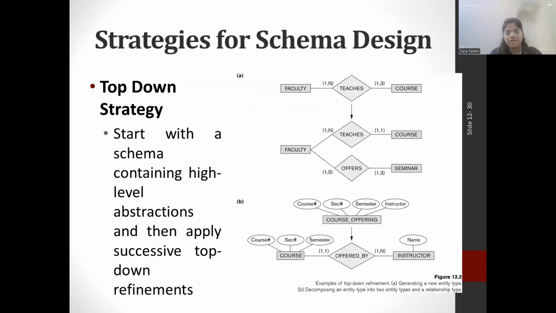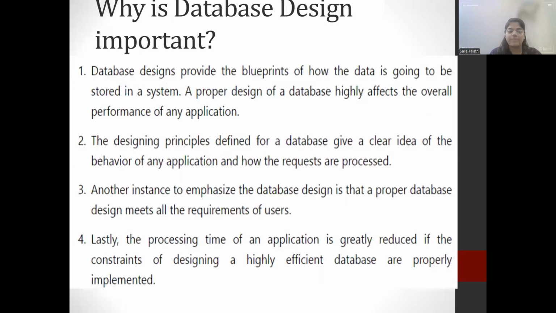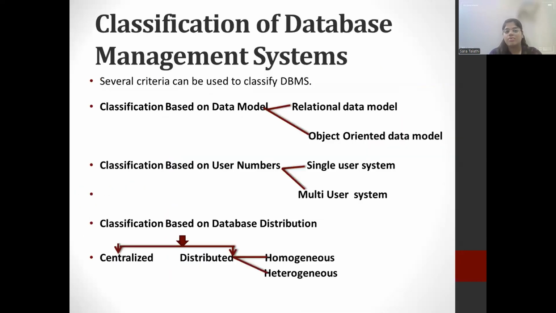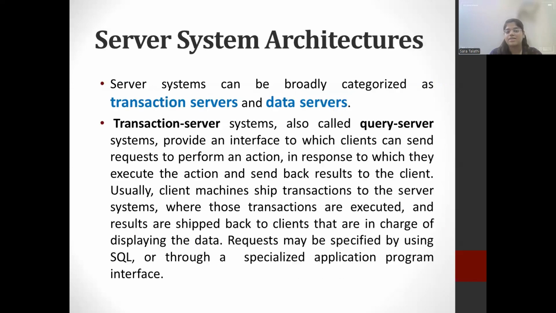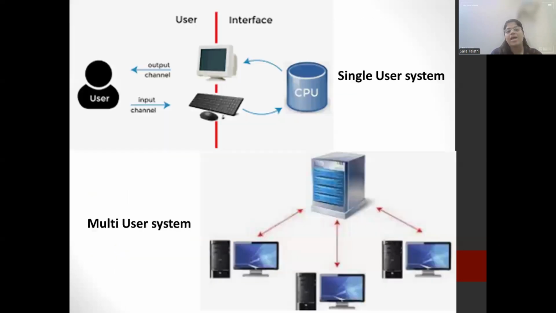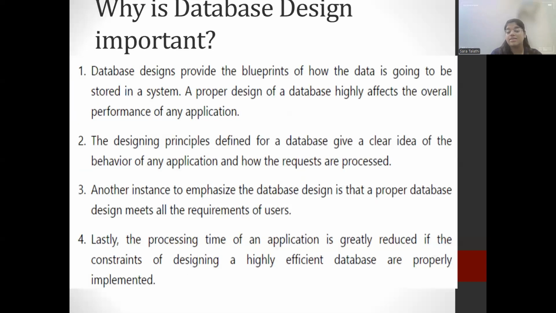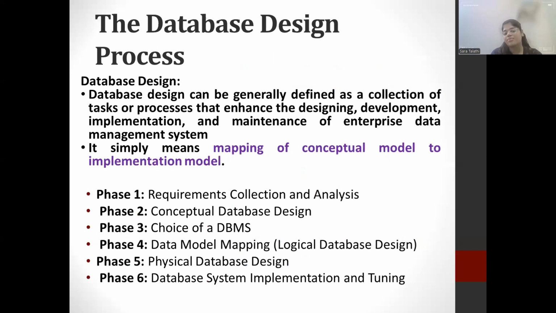We'll just do a small recap of what we learned today. First we discussed what the server system architecture is about, the two types of it, the transaction and the data servers. Next was the classification of DBMS by data model, number of users, and database distribution. Then we saw how different systems look, why database design is important, and what the phases of designing it are, the process of it.